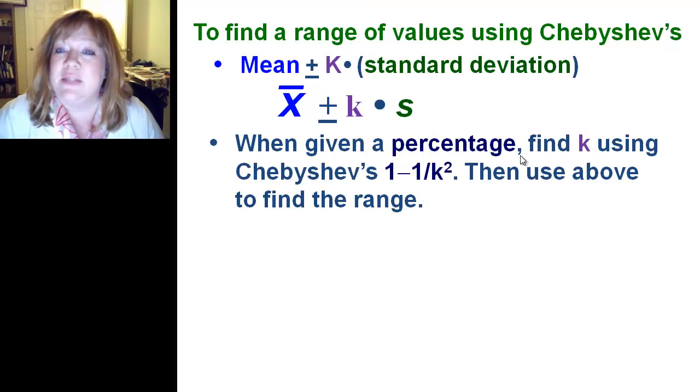When given a percentage, find k using Chebyshev's and then use the above to find the range. In other words, when you're given a percentage, you have to work backwards to find k. K is the number of standard deviations.